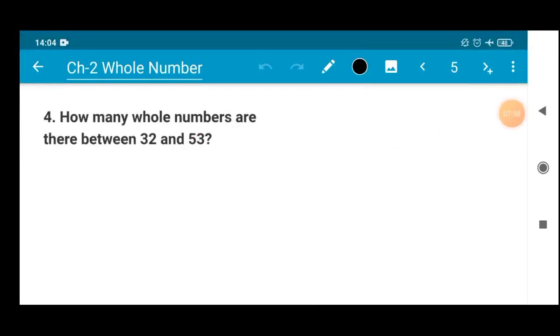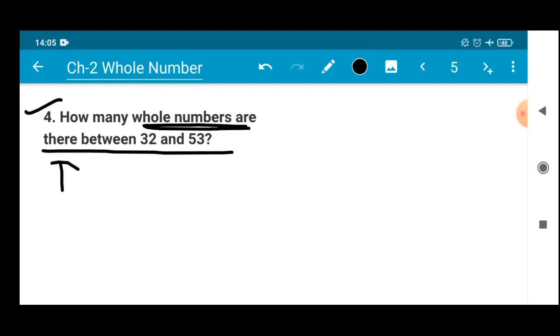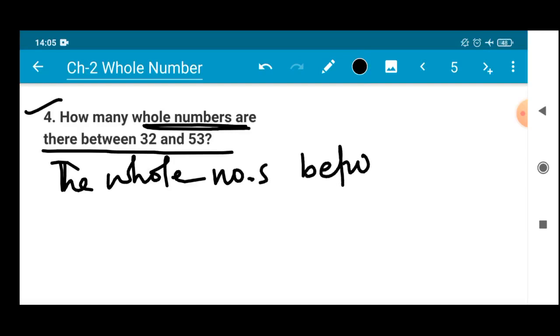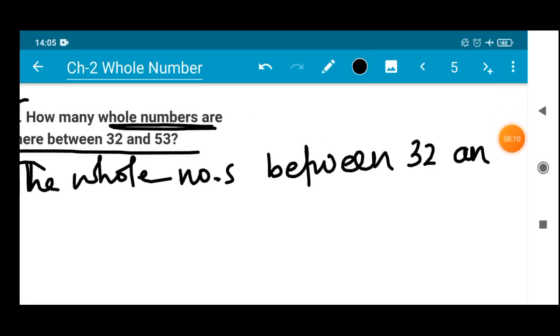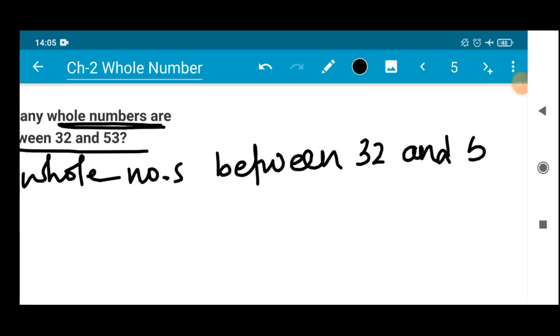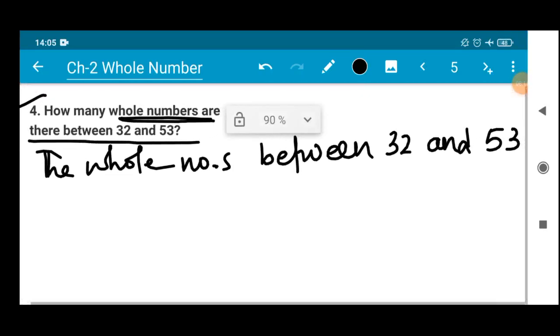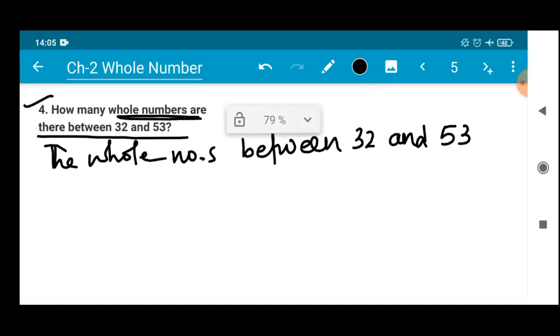Okay, so proceeding to question number 4. This will be the last question for our today's session. How many whole numbers are there between 32 and 53? So, how many whole numbers are there between 32 and 53? So, let's start writing like this. The whole numbers between 32 and 53. So what are the whole numbers that we have to find, and we have to write how many are there.